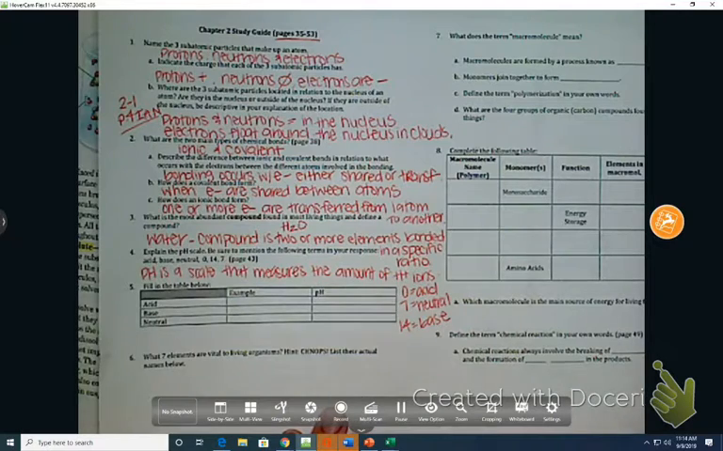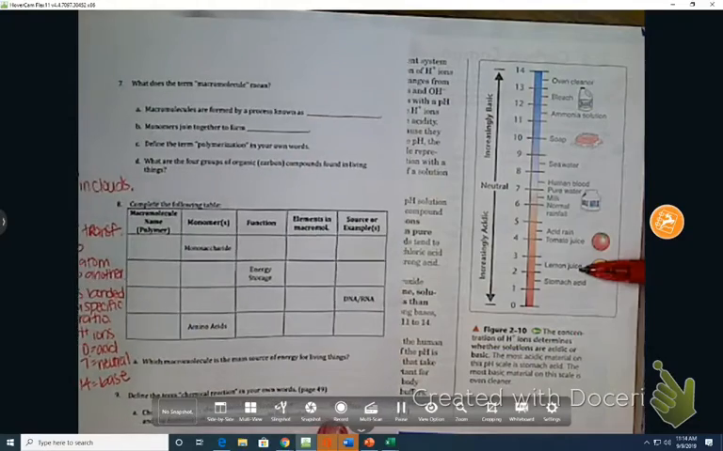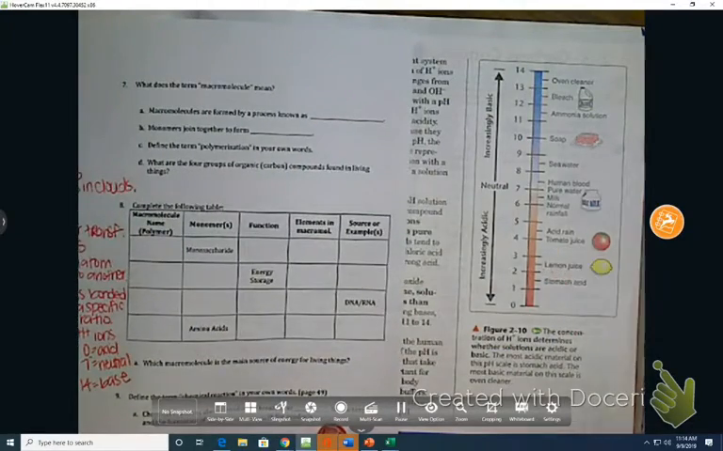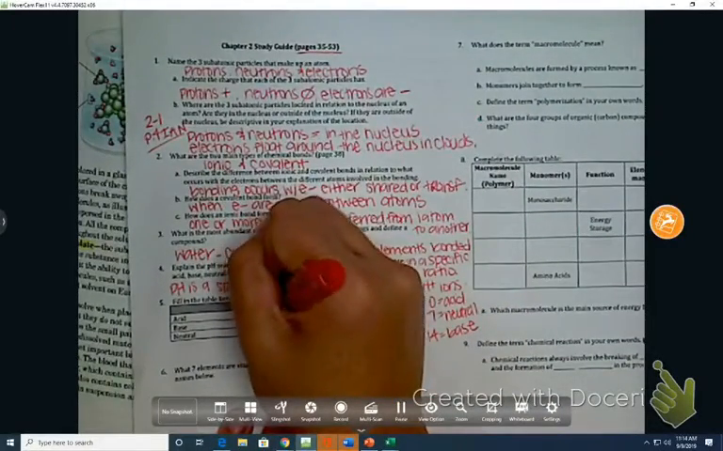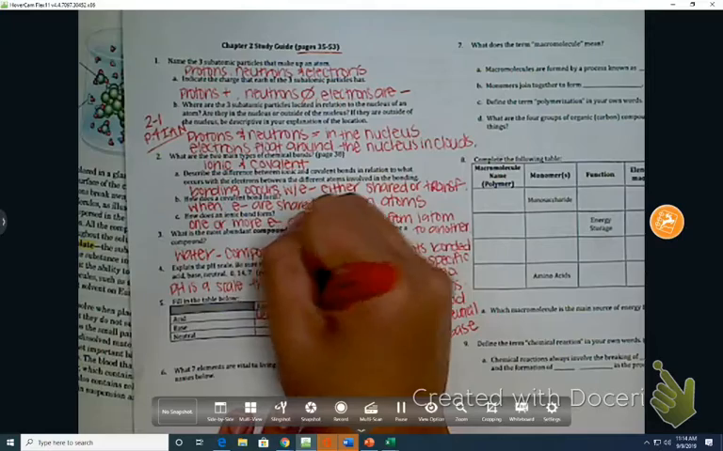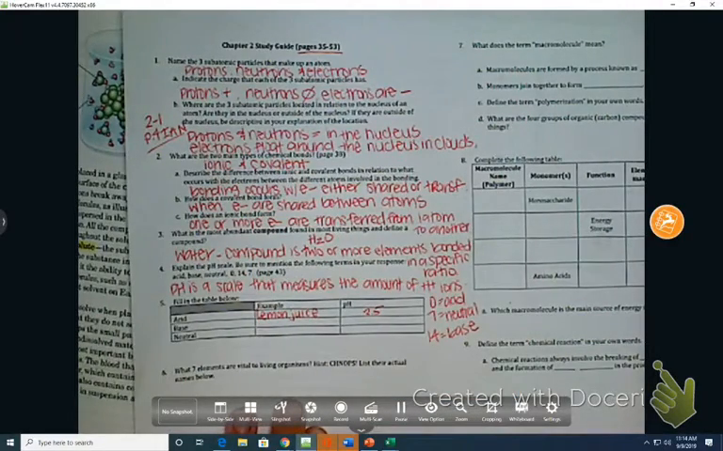Okay? Fill in the table below. So give us an example of an acid and then what its pH would be. So we can look at this little diagram right here. Here's one, lemon juice. It looks like it's at about a 2.5, so we can put that down. Our example being from the textbook, lemon juice is 2.5.